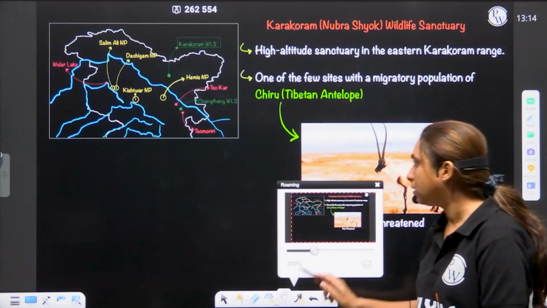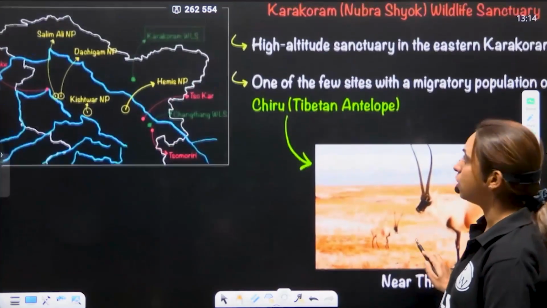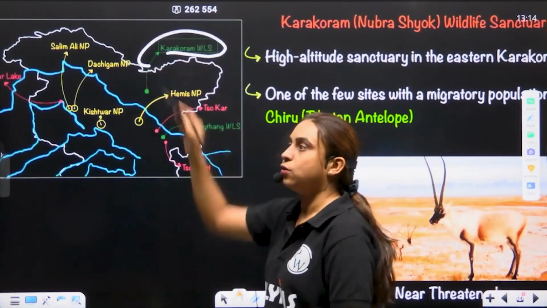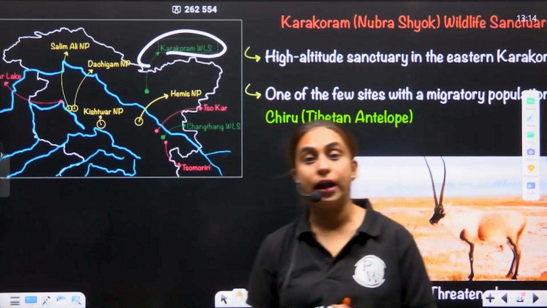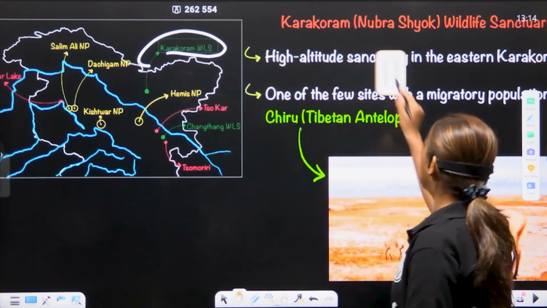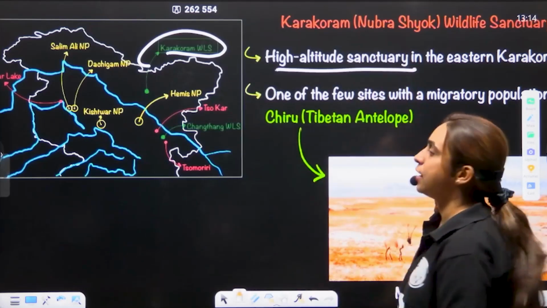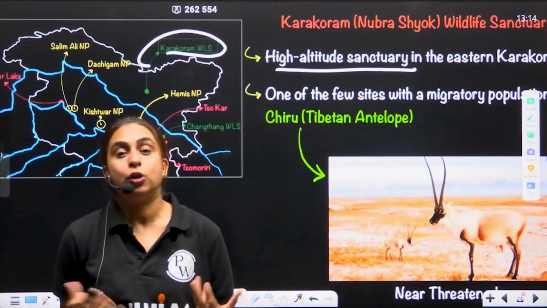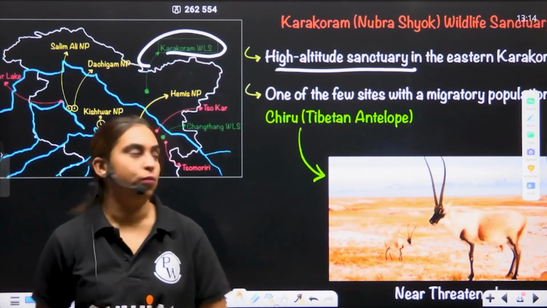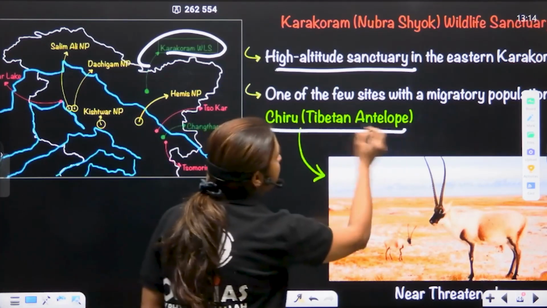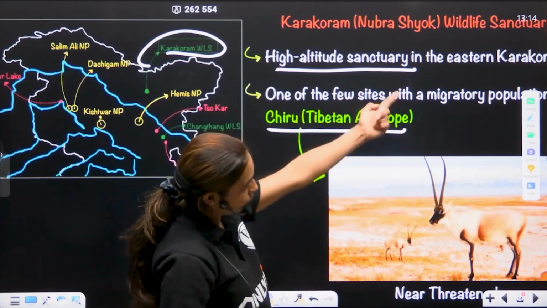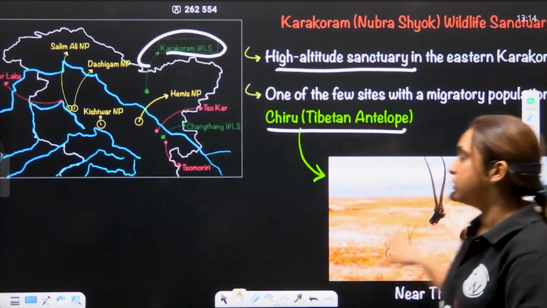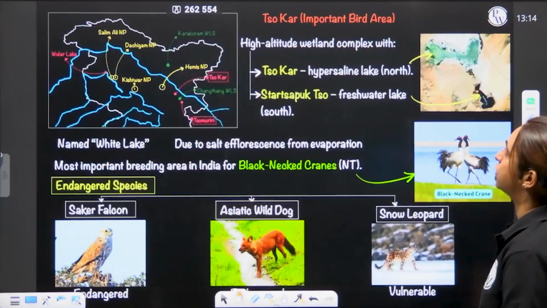Then another at Karakoram, this is your Karakoram range. At the Karakoram, the first one, you have Karakoram Wildlife Sanctuary. It is also a high altitude sanctuary. That is there in the eastern Karakoram, and it is one of the places where the Tibetan antelope, Chiru, visits. So Tibetan antelope Chiru is migrating here. Can you look at the horns? Beautiful. So this is your Karakoram Wildlife Sanctuary.